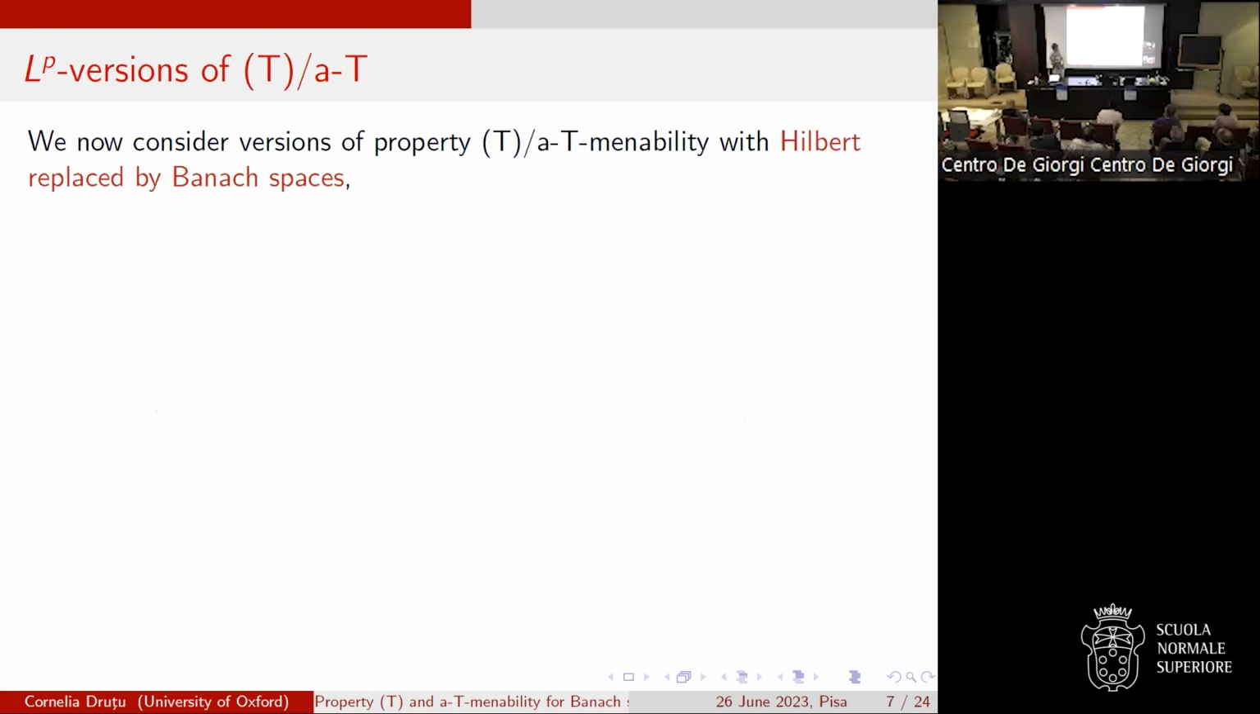And now, if we want variations of this, there are several ways in which we can construct these variations. One of them is to replace the Hilbert spaces by LP spaces. These are sort of the nearest relatives of Hilbert spaces in the class of Banach spaces. And another way of varying the definition of these two properties is, instead of looking at affine isometric actions, to look at affine actions that are no longer isometric, uniformly Lipschitz, but I'll mention this later.